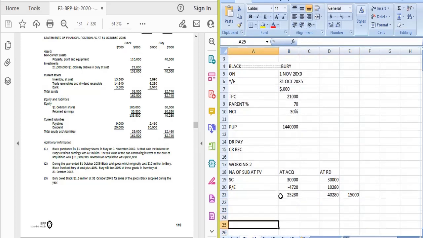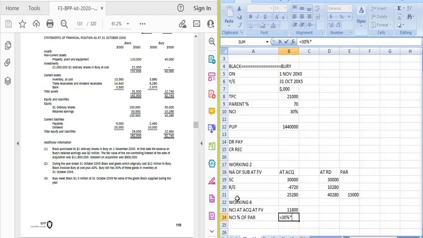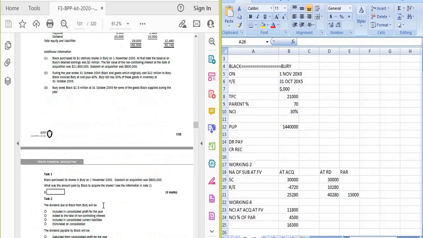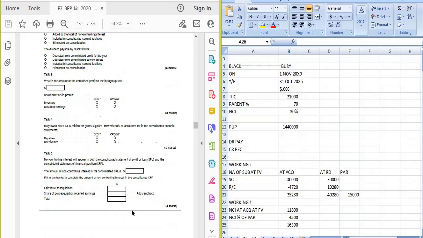Okay, so now let's calculate working 4 directly, because goodwill has already been calculated in the question. Working 4, so NCI at acquisition at fair value, given in the question, 11,800. I will take 30 as a common factor, and NCI percentage of post-acquisition reserves, NCI percentage is 30%, and I will multiply with this 15,000, 4,500. So the total amount is this plus this. So what is the question telling? Yes, fair value at acquisition will be 11,800. I have taken 30. You need to put the whole figure. Okay, let's put the whole figure 1, 2, 3.